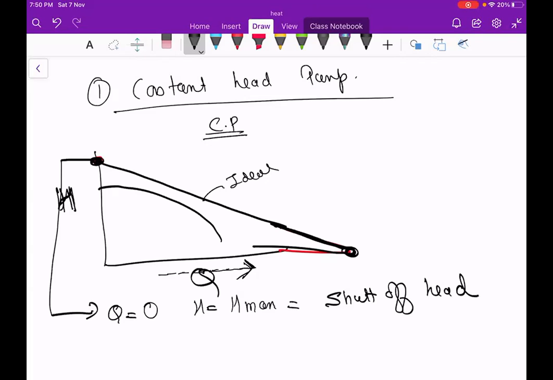Head here means up to what head you can deliver the water. So Q equals 0, H equals H max is known as shut off head. And when Q equals Q max and H equals 0, this point is known as free delivery.